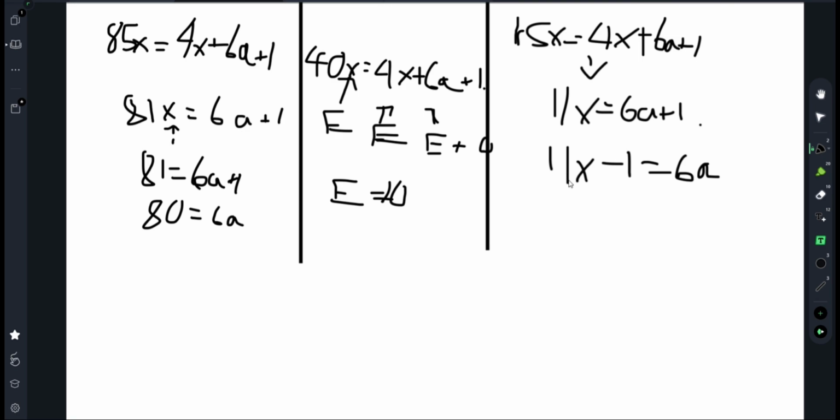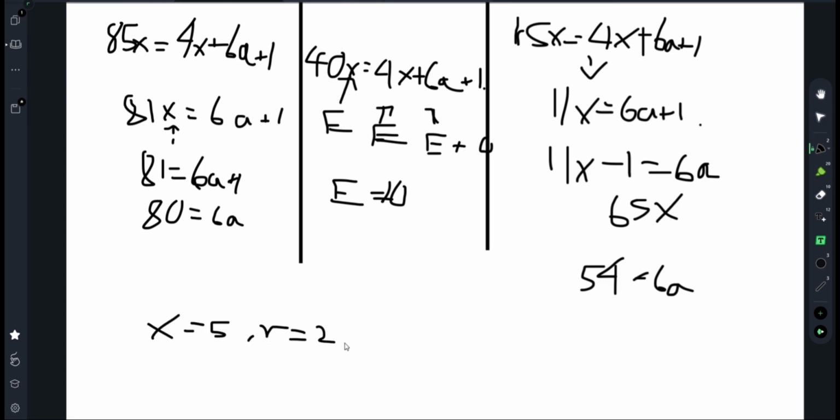So 66 minus 1, 65, obviously does not work. But 55 minus 1, 54. 54 is divisible by 6. So there we go. So we have x is equal to 5, r is equal to 2, as you can see up here. And we know a is equal to 9.